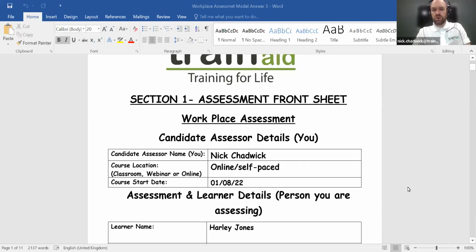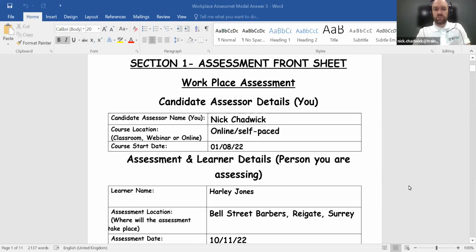So for this assessment, we are looking at a candidate, Harley Jones, who is a qualified barber for this assessment example. So we're just going to start off with section 1.